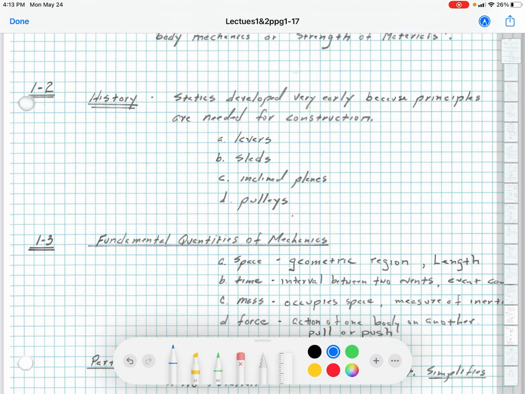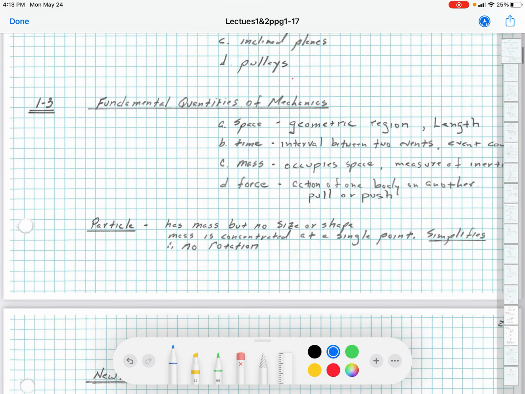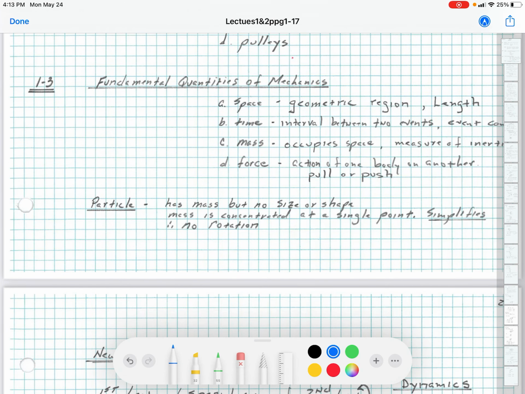So remember the history of statics is that they needed a lot of these principles in order just to construct things hundreds or thousands of years ago using this stuff right here, using levers and inclined planes, pulleys, things like that to overcome friction. We need to understand that there's a fundamental quality to mechanics, and those qualities are space, time, mass, and force.